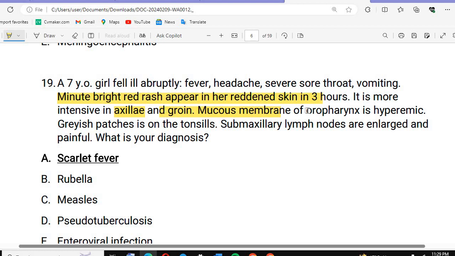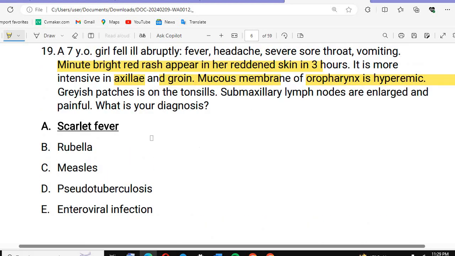The mucous membrane of the oropharynx is hyperemic. I told you that is the strawberry tongue. Grayish patches on the tonsils, yes, that can be tonsillitis. Submaxillary lymph nodes, I told you there is a lymphadenopathy, so here the submaxillary lymph nodes are enlarged and painful. So what is your diagnosis? The diagnosis here is scarlet fever.